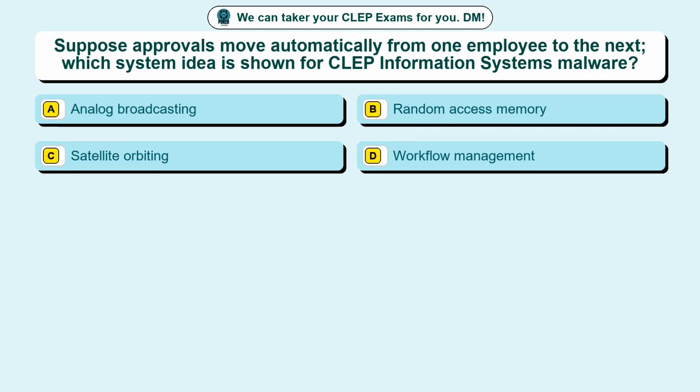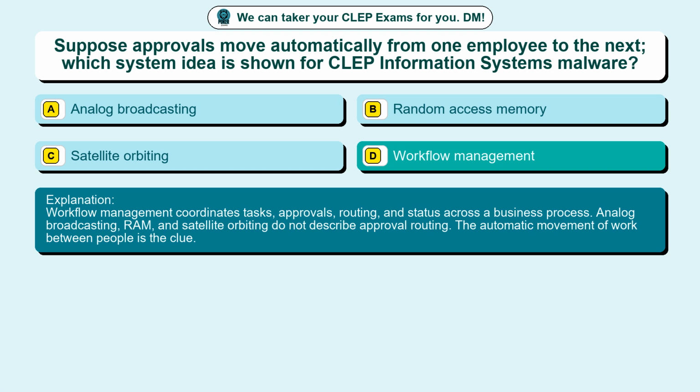Question 19. Suppose approvals move automatically from one employee to the next. Which system idea is shown for CLEP Information Systems malware? Option A. Analog broadcasting. Option B. Random access memory. Option C. Satellite orbiting. Option D. Workflow management. The correct answer is option D. Workflow management. Workflow management coordinates tasks, approvals, routing, and status across a business process. Analog broadcasting, RAM, and satellite orbiting do not describe approval routing. The automatic movement of work between people is the clue.